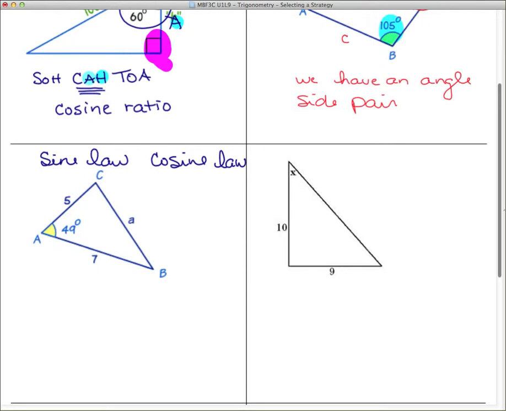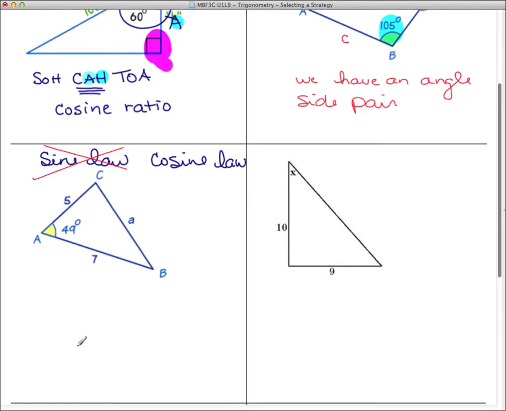Well, sine law needs an angle side pair. So here's an angle, but we don't have the opposite side. That's what we're being asked to find. It does not have a known value on it. And there's no other angles. So since there's no angle side pair, we cannot use sine law. So I'm going to take my red pen and say, nope, can't use sine law.